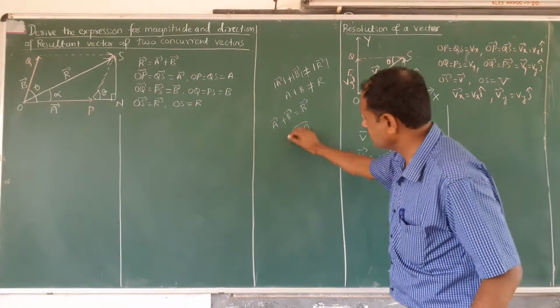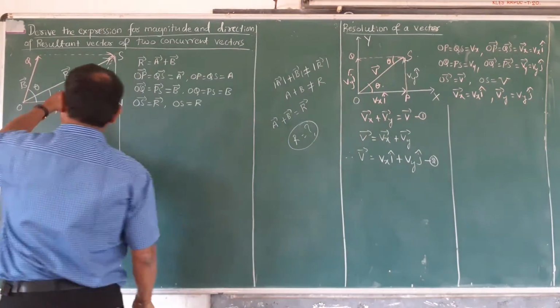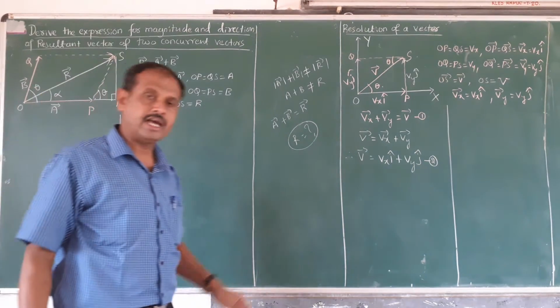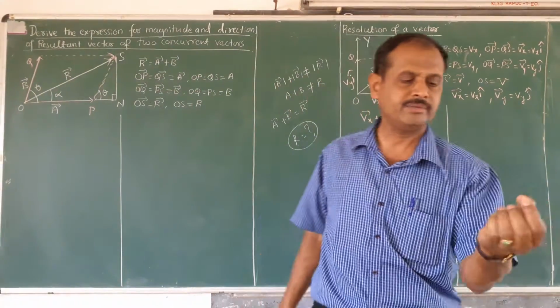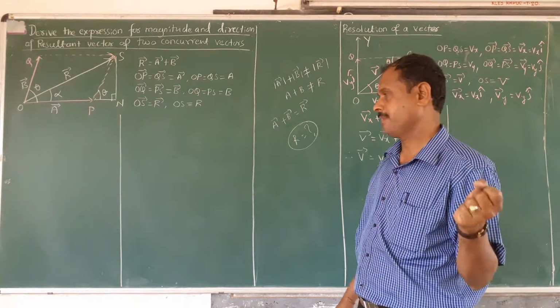Now how did you get this expression? You derive this expression, also the direction. Now A and B are the two concurrent vectors. They are acting at a point.